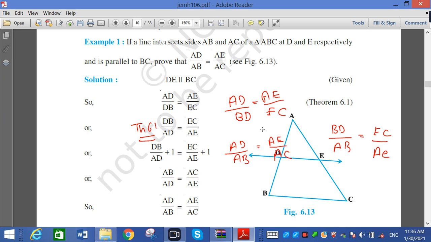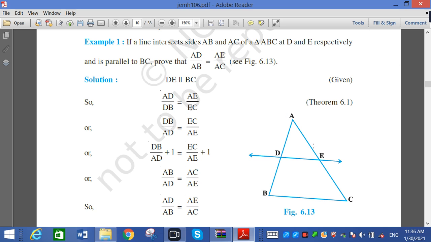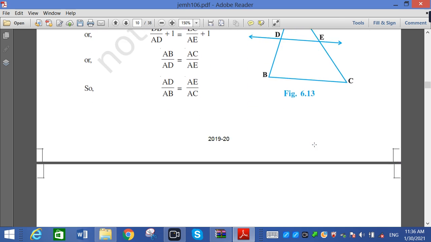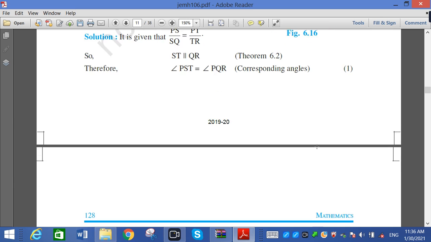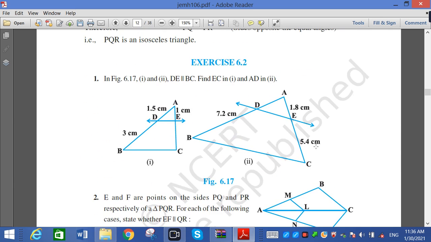So there are three important points related with theorem 6.1. In 6.1 we can prove three things: AD upon DB is equal to AE upon EC, AD upon AB is equal to AE upon AC, and BD upon AB is equal to EC upon AC. So that is for your exam. So theorem 6.1 we have completed.